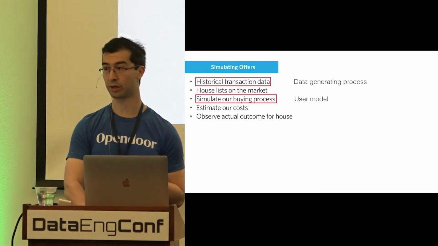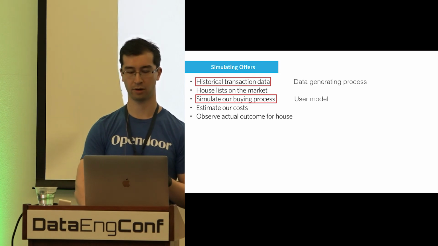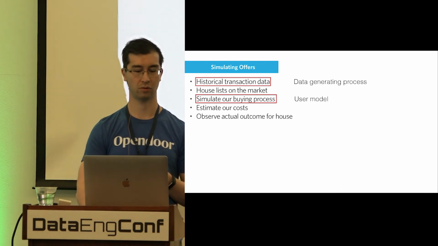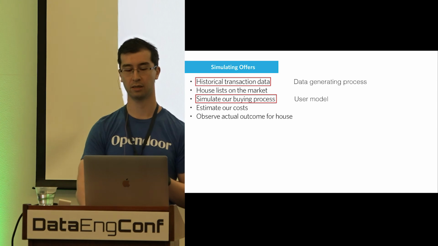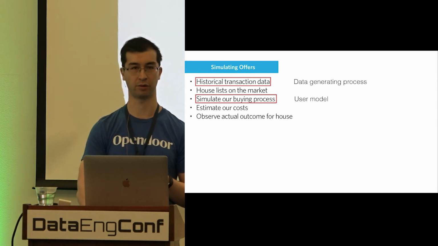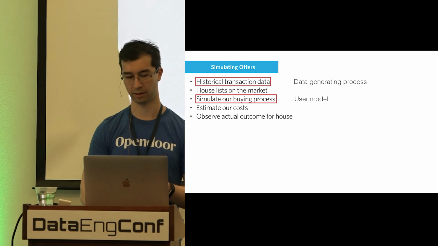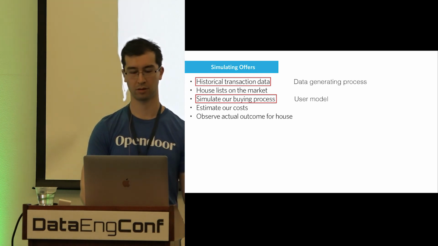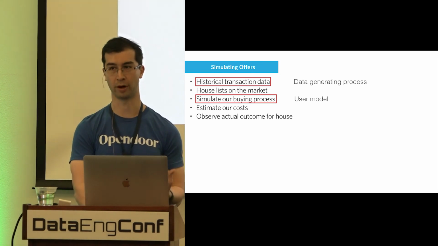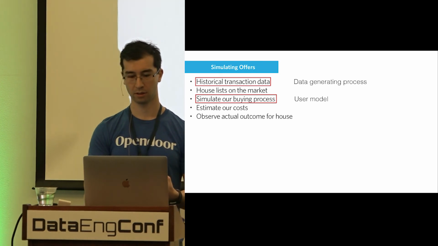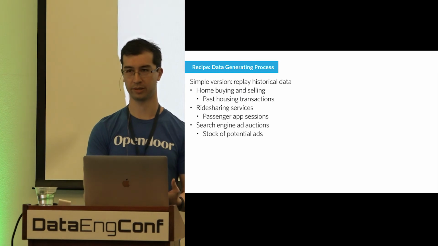I think the two main ingredients, one is the data part. You don't strictly need historical data. I think you just really need a data generating process. And I think the second key ingredient in this framework is, for us, we simulated our buying process, but more generally, you want a user model. So for the first part, how do you think about the data generating process?